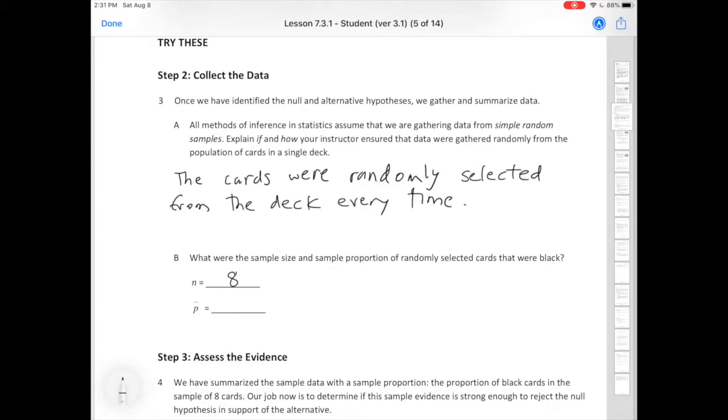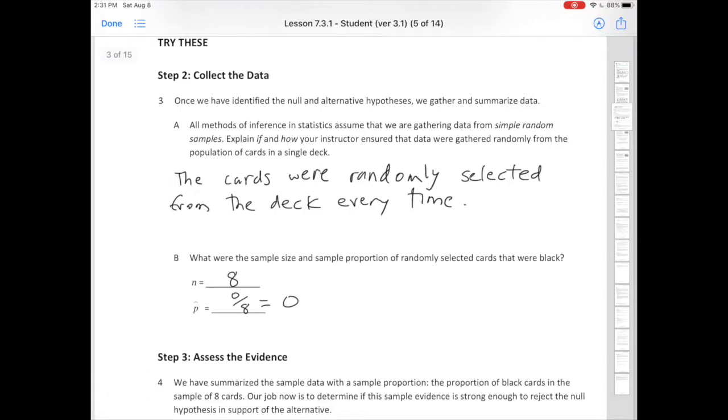And so since I said that we got all 8 red cards, right? They were all red. We got 0 out of 8. So if we do that in our calculator, we actually just get 0, because 0 divided by any number is 0.